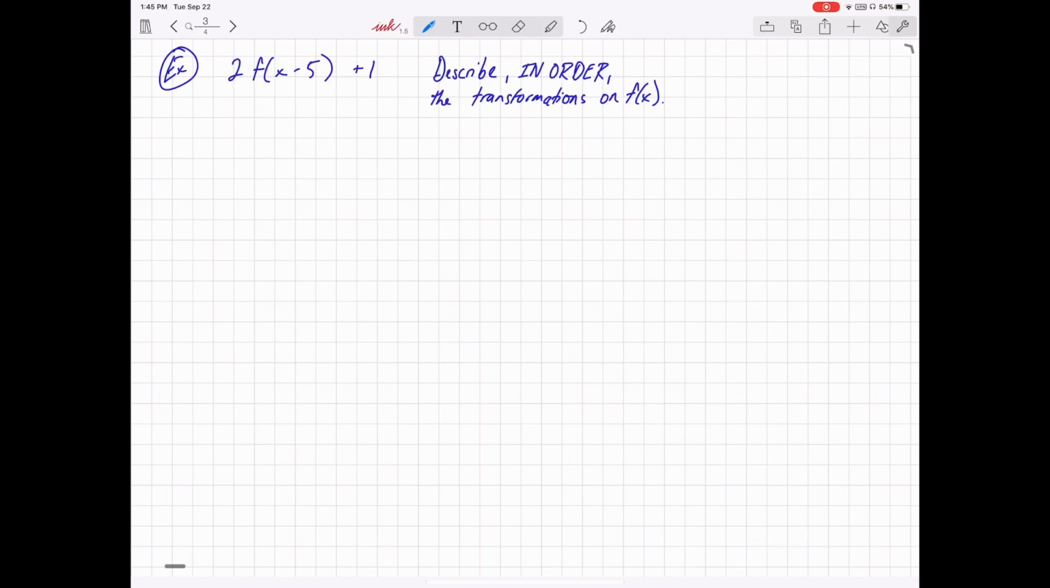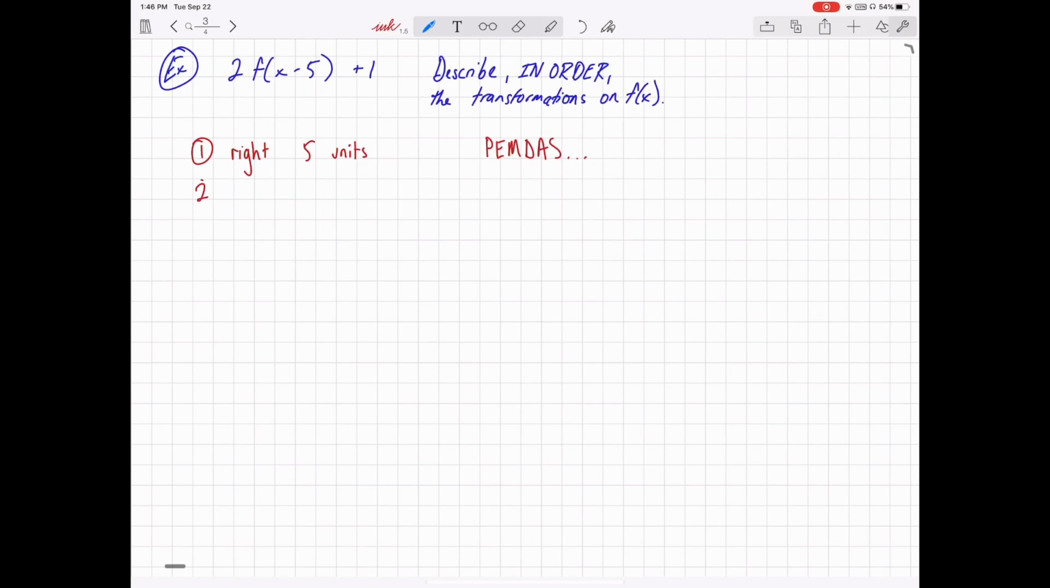All right, so this is just another type of question you're asked. So it gives you this generic f of x function, and it says describe in order the transformations on f of x. So if you guys remember the PEMDAS, we're working with PEMDAS here and we describe transformations. So we go in order. So we work from the inside out, from the parentheses outward. So if I describe in order, the first step applied to this function would be the 5. So this would shift right 5 units.